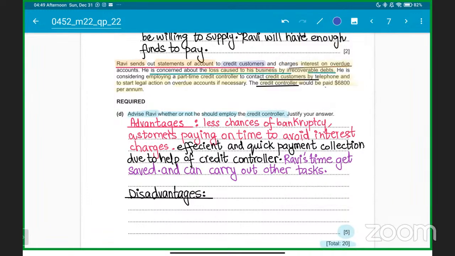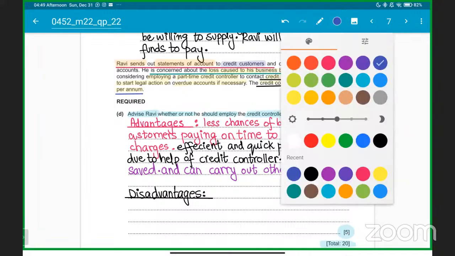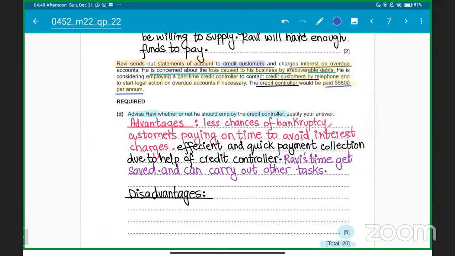Definitely the first disadvantage should be very clear and common. You don't have to think too hard, just simple. It's simply written there that the salary would have to be paid. So there is an extra expense, right? So annual salary to the credit controller. Are you guys following with me? Any other points? Pay annual salary to the credit controller.